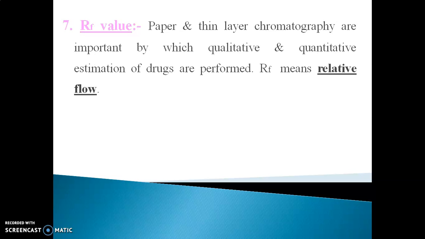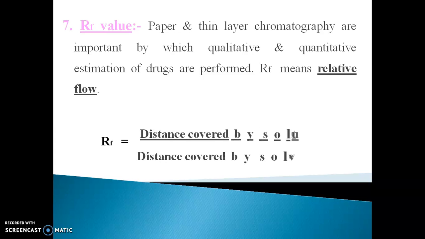Then the seventh one is RF value. Paper and thin layer chromatography are important, by which qualitative and quantitative estimation of a drug can be performed. RF means the relative flow, and RF value is equal to the distance covered by solute divided by the distance covered by solvent.